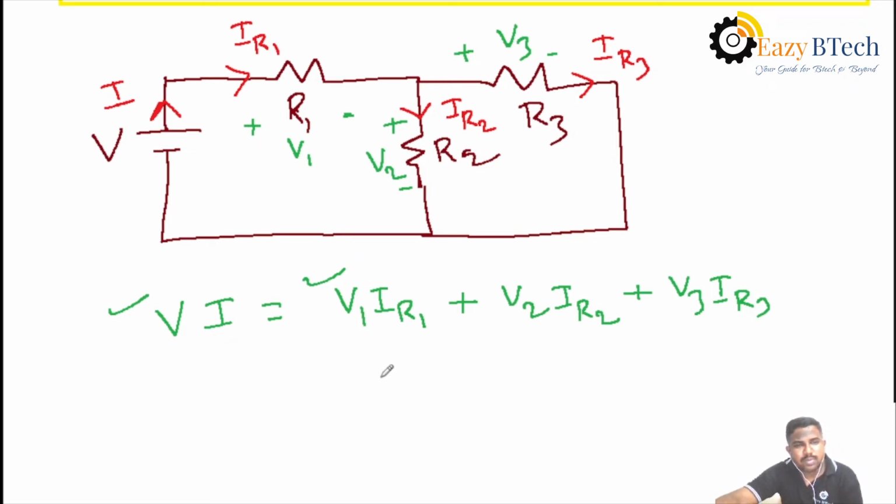This problem is compulsory in university examinations on Tellegen's theorem. It is a very easy problem. You just find each branch current and each branch voltage, then find each branch power, then add all the powers, and the theorem will be verified.